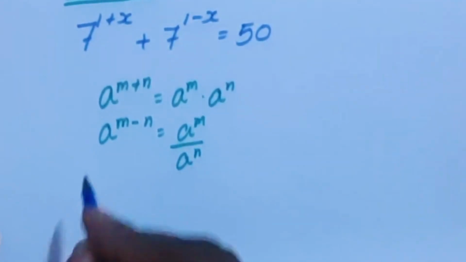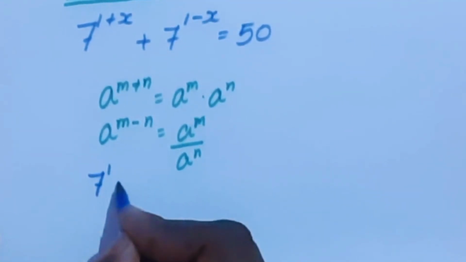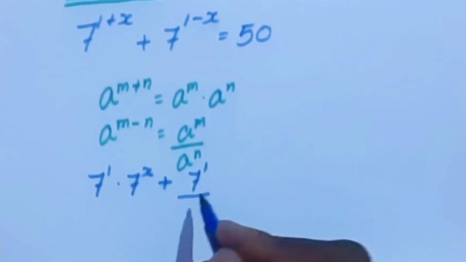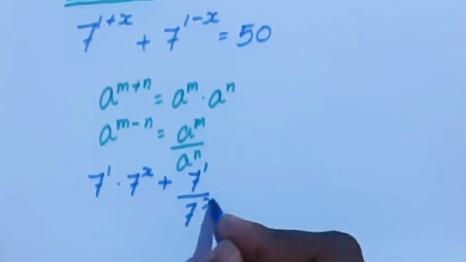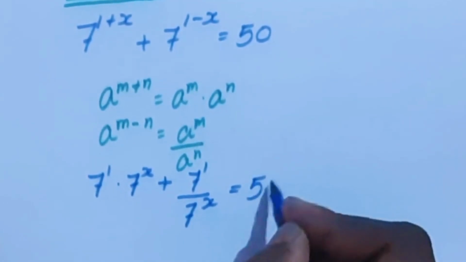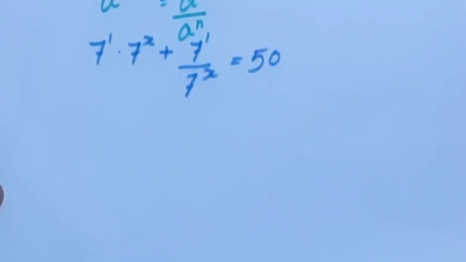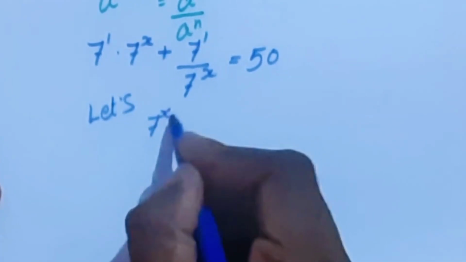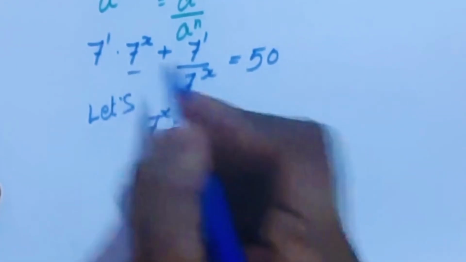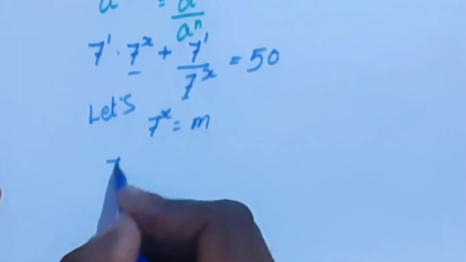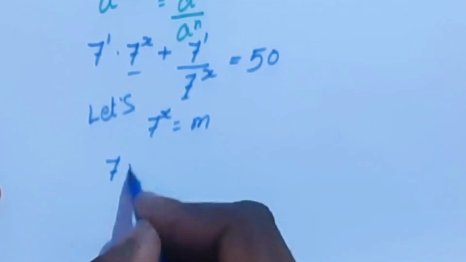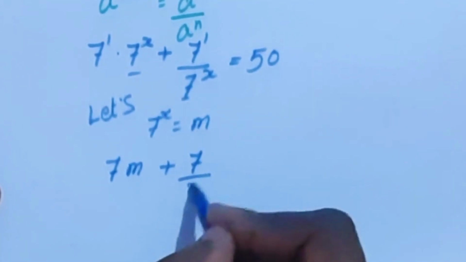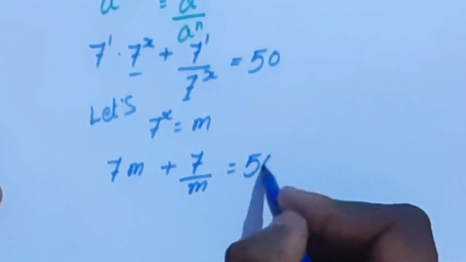So we'll get here 7 power 1 times 7 power x plus 7 power 1 by 7 power x equal to 50. Now let us assume that 7 power x equal to m. We are going to apply this m here. So 7 power 1 is 7 times m plus 7 power 1 is 7 by m equal to 50.